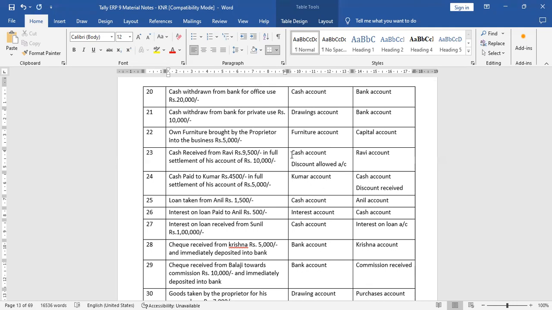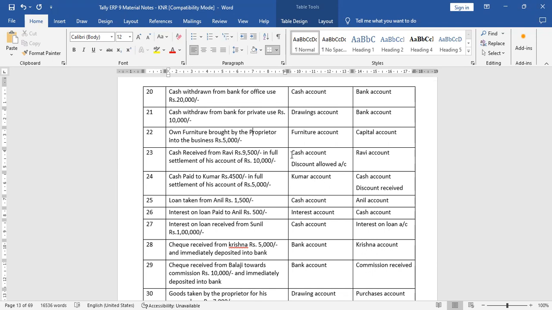Next point, clear? Any doubt? No, sir. Next, cash received from Ravi, rupees 9,500 in full settlement of his account of rupees 10,000. Actually, Ravi's account is 10,000 rupees. Now I received only 9,500 from Ravi. The difference amount he will not pay. That difference amount you consider as discount allowed. Cash comes in or goes out? Comes in. How much cash is received? 9,500. So 9,500 you are receiving, cash debit.